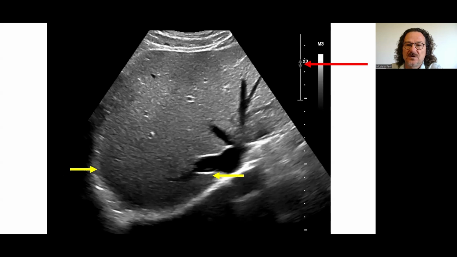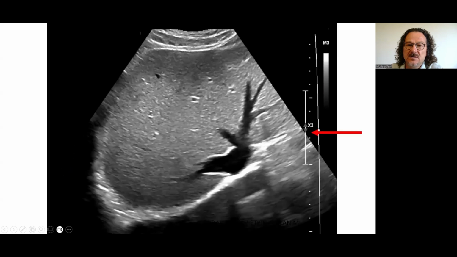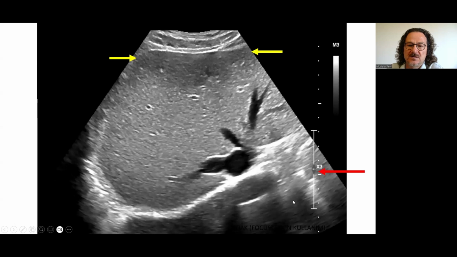We should decide the level that we are interested in. Here is the example for the convex transducer. You see the focus is here and the loss of deeper details. This is more medium level, and this is for deeper focal zone use. And you see the superficial layers are lost. So we need to optimize the focus that we are interested in.